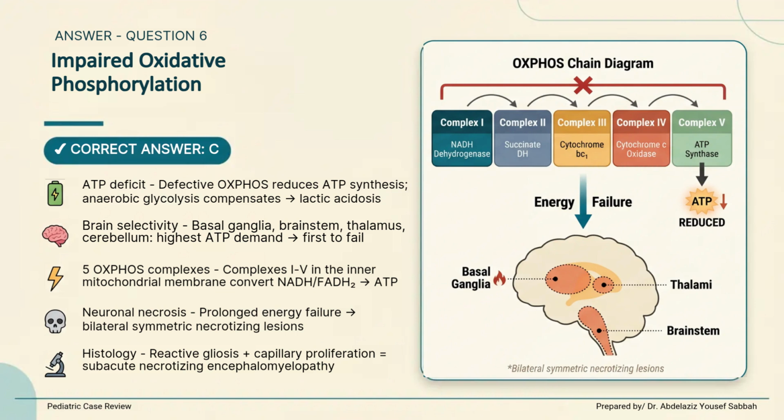The 5 oxidative phosphorylation complexes, complexes 1 through 5, sit in the inner mitochondrial membrane and convert reduced electron carriers into ATP. Prolonged energy failure causes neuronal necrosis and bilateral symmetric necrotizing lesions. On histology, reactive gliosis with capillary proliferation defines subacute necrotizing encephalomyelopathy.